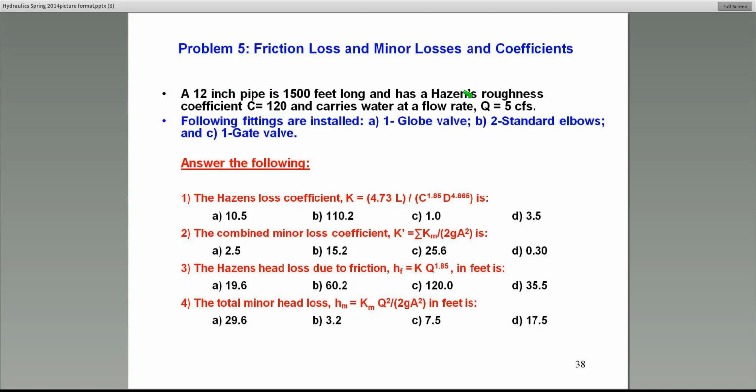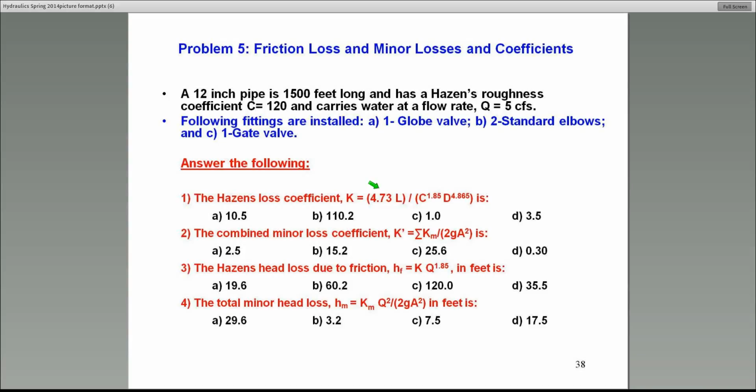So the first thing you will do in many, many problems is to calculate that loss coefficient I told you, K. In this case, it's 4.73 L over C to the power 1.85 D to the power 4.865. I suggest, if we have a few minutes here, just go ahead and calculate this. I just want to make sure you get the right answer. So go ahead and try this, see what you come up with for this particular problem.